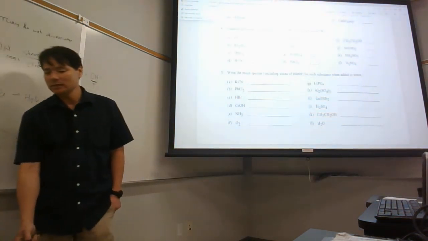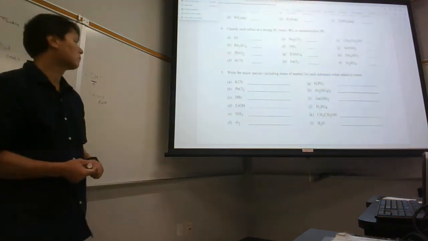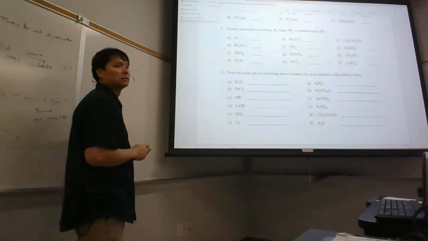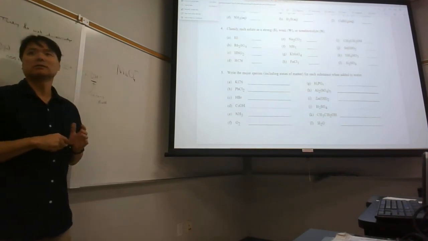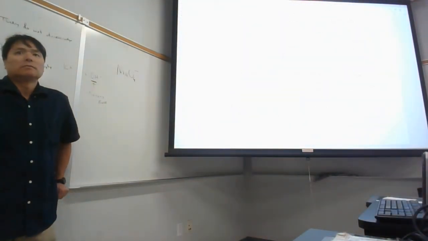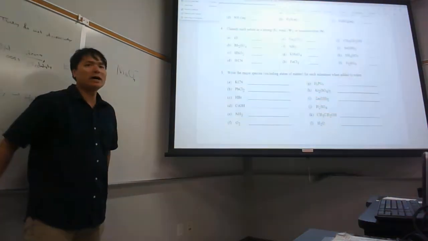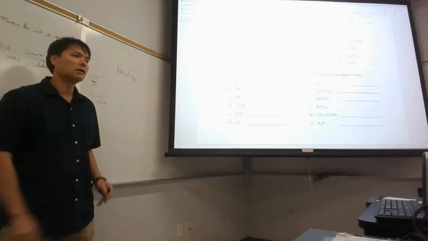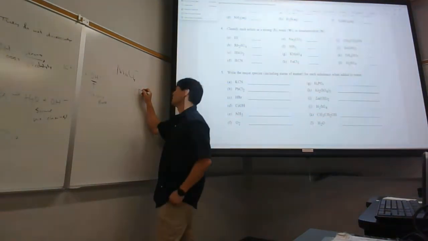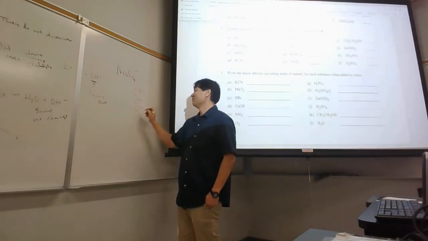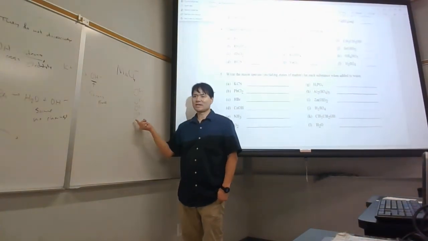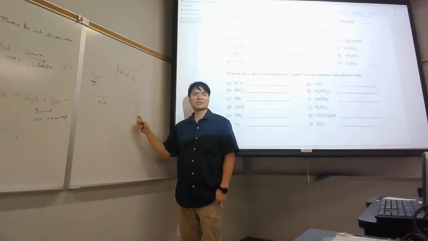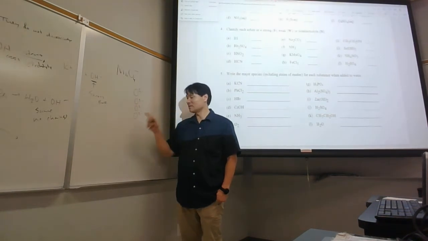Permanganate's MnO4 minus. Is it a good reducer or a good oxidizer? If it's negative, it means it has extra electrons. But who has the extra electron? Not the potassium. Oxygen does. But is that really an extra electron? Is it going to be easy to take that electron away from oxygen? No. So this is kind of stable as is.